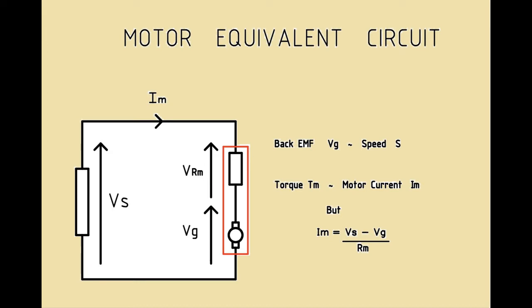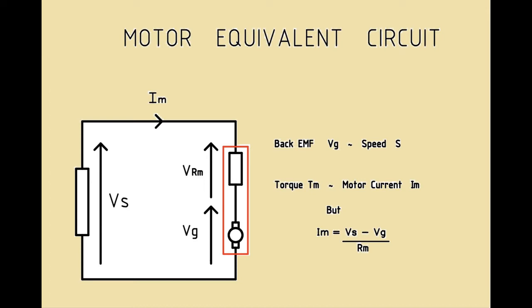It's important to realize that Vg plus Vrm is always equal to Vs. If we stall the motor by holding its shaft, Vg will be 0, and I equals Vs over Rm, which is a high current, so we will feel a high stall torque.